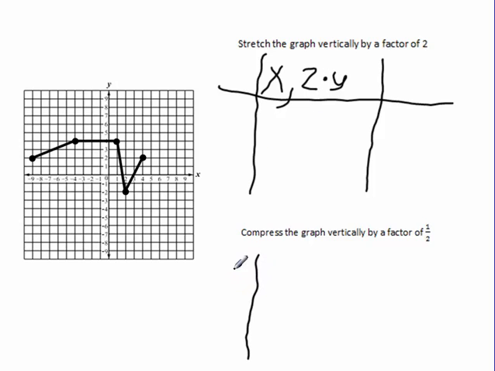And here I'm going to compress vertically by a factor of 1/2. Again, vertical changes don't affect my x values, they do affect my y values. So here I'm going to multiply all my y values by 1/2, so 1/2 times y. So that should get you going for the chart. Again, same old points, except our new points are going to be a little bit different.